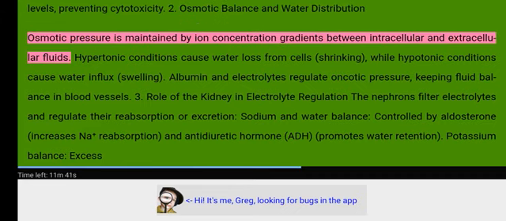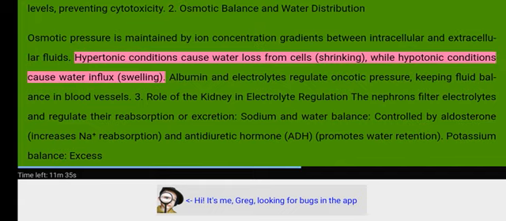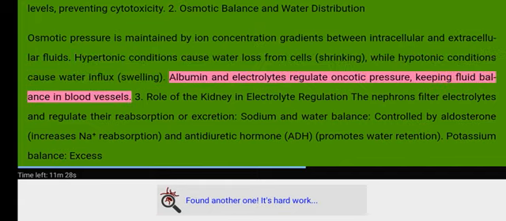2. Osmotic balance and water distribution. Osmotic pressure is maintained by ion concentration gradients between intracellular and extracellular fluids. Hypertonic conditions cause water loss from cells, shrinking them, while hypotonic conditions cause water influx, swelling them. Albumin and electrolytes regulate oncotic pressure, keeping fluid balance in blood vessels.